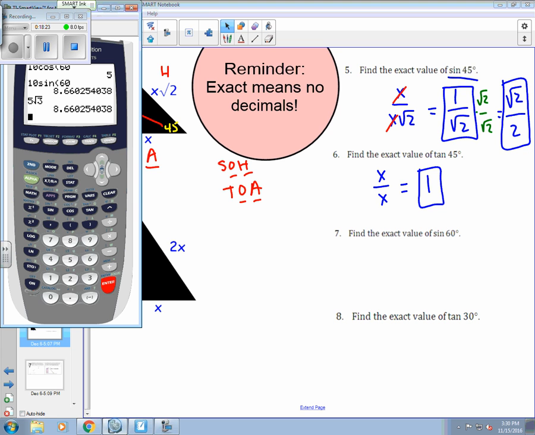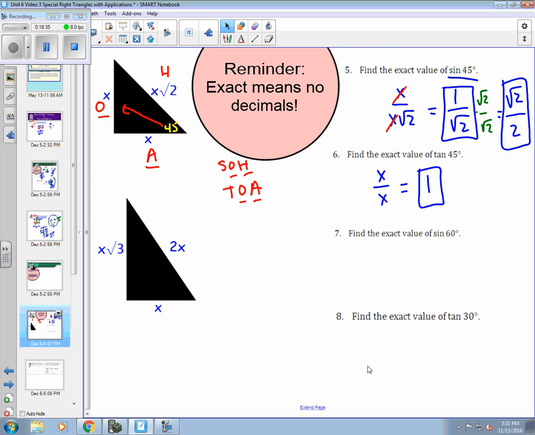You can even double check this one on your calculator very easily. Tangent 45 equals 1, because you're always taking a ratio of the same length over the same length. All right, let's try a 30, 60, 90. Here's a 30, 60, 90.